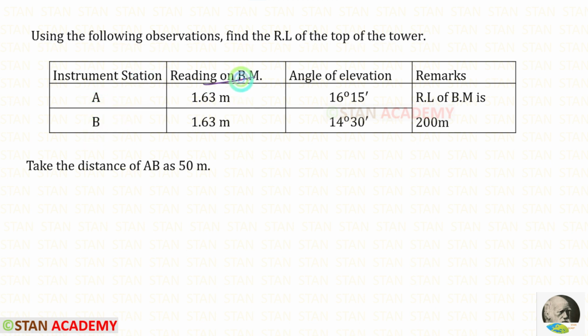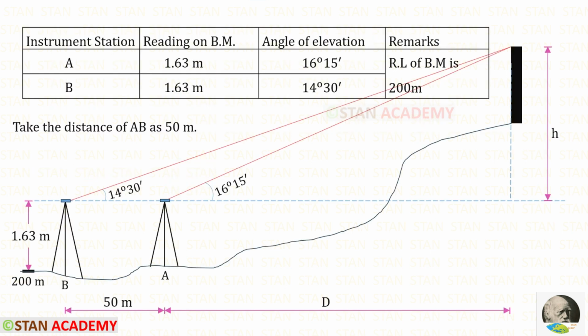The readings on the benchmark are given as 1.63 meter and 1.63 meter, both of them having the same value. That means that the instrument axes are in the same level. Both of the angle of elevations are given. The reduced level of the benchmark is 200 meter and the horizontal distance of AB is given as 50 meter. Using the data, we can draw the figure. Unless it is mentioned in the question, we have to go in the alphabetical order. A should be nearest one to the tower and B should be next to A.